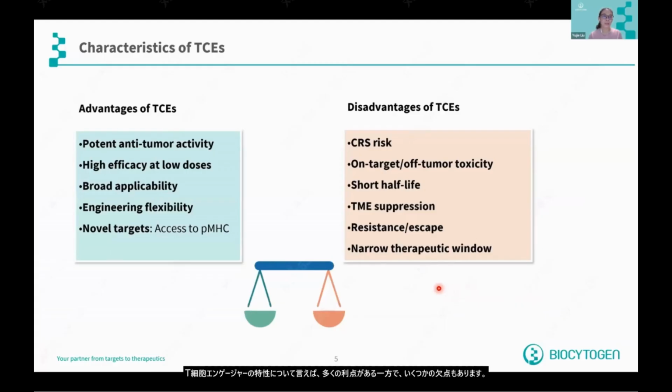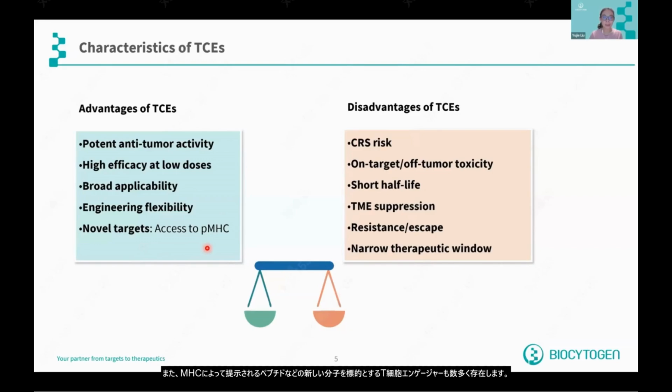Talking about the characteristics of T-cell engagers, they have a lot of advantages as well as some disadvantages. As to the advantages, they have potent anti-tumor activity and high efficacy at a very low dosage. They have broad applicability, for example for blood tumors, solid tumors, and autoimmune disease treatment. They also have very good engineering flexibility, and are off-the-shelf drugs for evaluation, not like CAR T cells. There are also a lot of T-cell engagers trying to target novel targets like peptides presented by MHC.